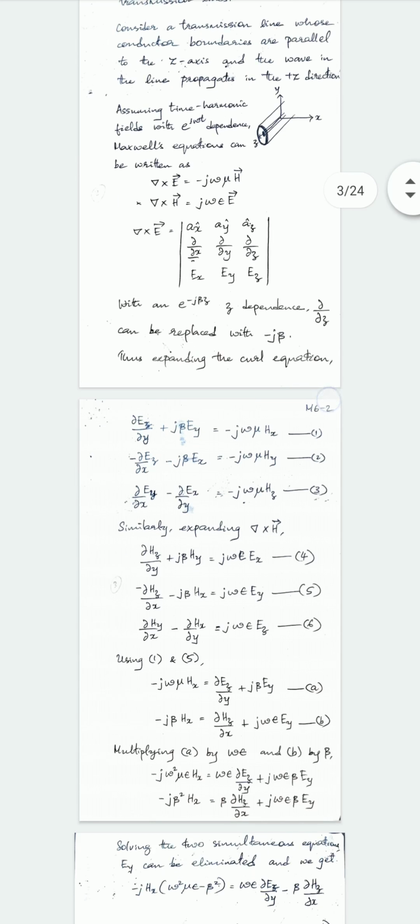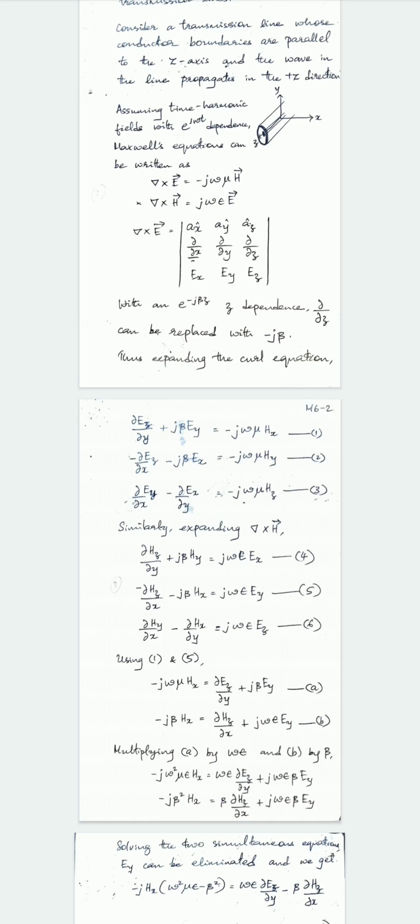So the first equation is dou by dou y of Ez plus j beta Ey is equal to minus j omega mu Hx. We are representing dou by dou z as minus j beta because of the dependency e raised to minus j beta z. If you differentiate with respect to z, you get e raised to minus j beta z into minus j beta. So dou by dou z is represented as minus j beta.